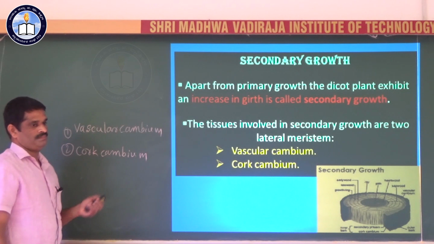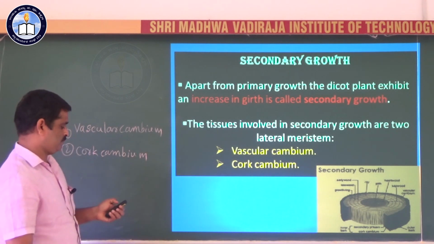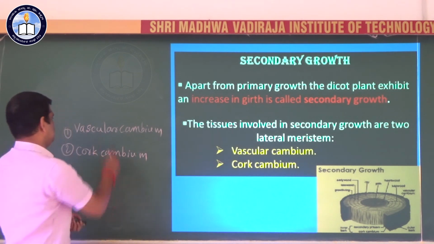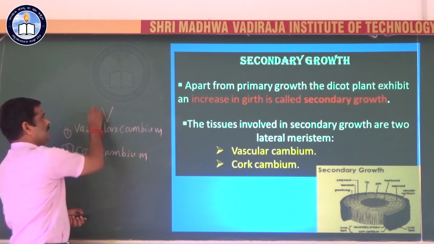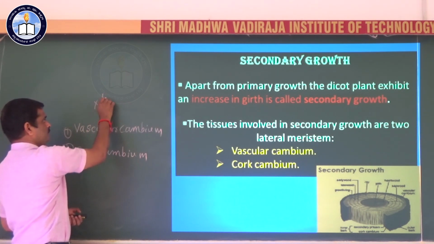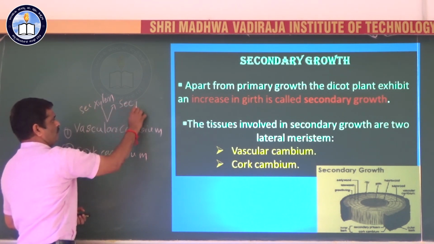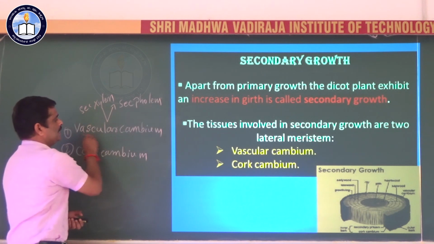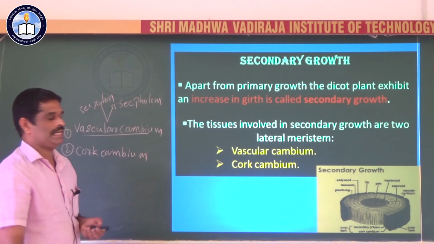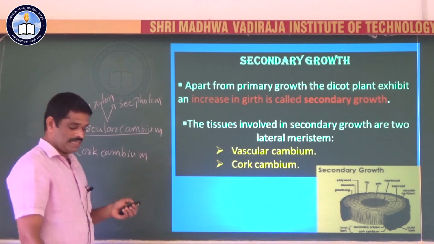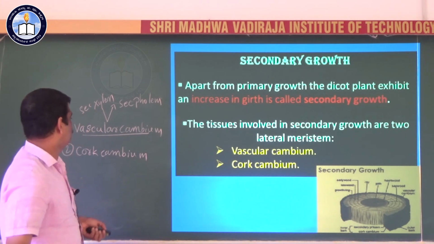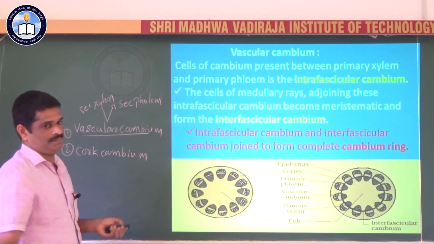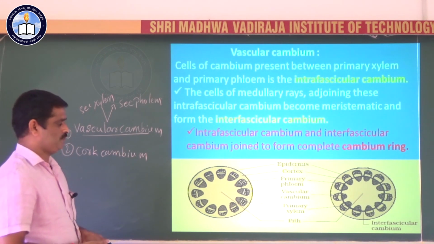Vascular cambium. As the name itself suggests, it produces the vascular tissues, that is the secondary xylem and secondary phloem. The vascular cambium produces the secondary xylem and secondary phloem. Let's study the formation of the vascular cambium. How is this vascular cambium produced?